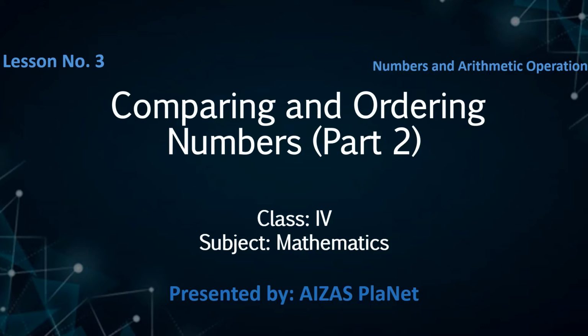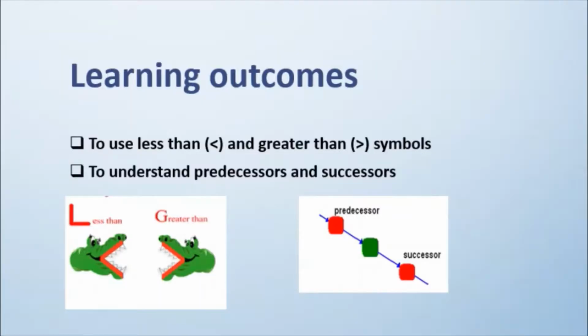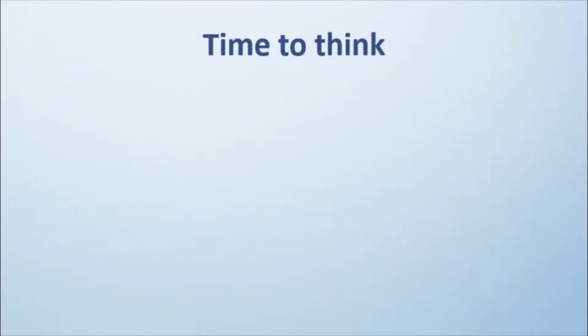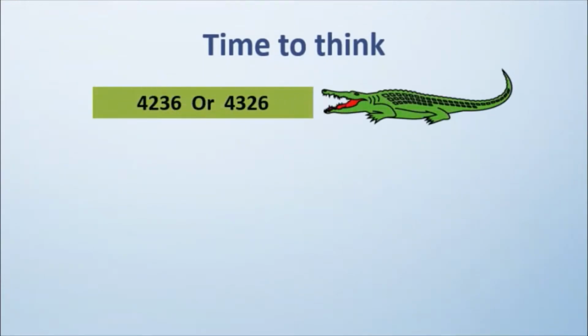Welcome to lesson number 3 of the chapter Numbers and Arithmetic Operations. Let's have a look at what we will learn today under the topic Comparing and Ordering Numbers. By the end of this topic, you will be able to use less than and greater than symbols and understand predecessors and successors.